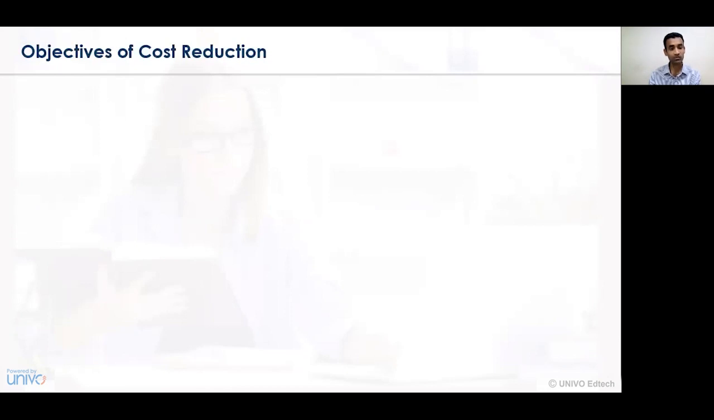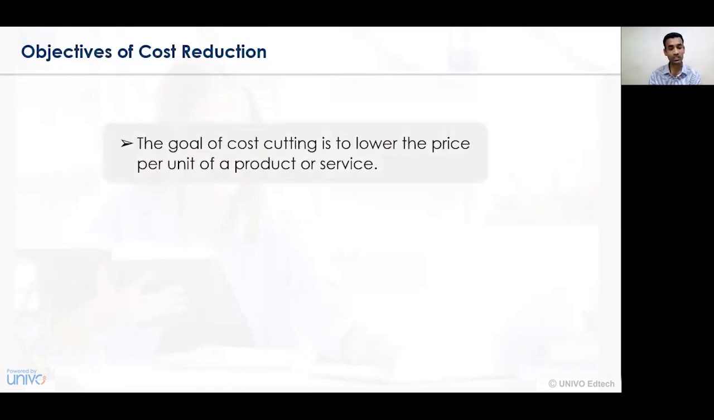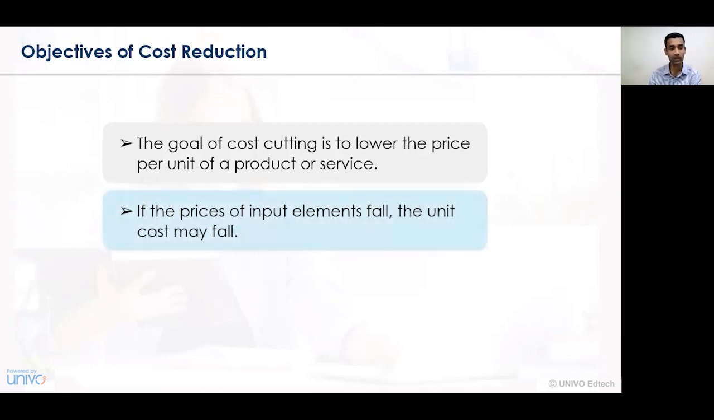The various objectives of cost reduction are: the goal of cost cutting is to lower the price per unit of a product or per unit of a service. So the concept of cost reduction is always aiming to cut down the cost at a lower price level so as to save an additional amount of money on the product or service that we are delivering.